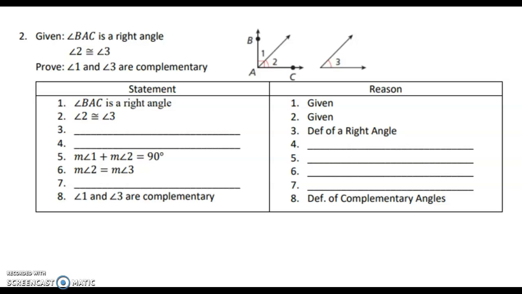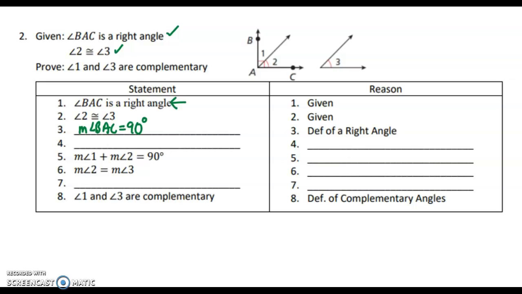So the given said angle BAC is a right angle. And then the other given said angle 2 is congruent to angle 3. So we used both givens, that's good. So now they want us to use definition of a right angle. If BAC is a right angle, then you know that the measure of angle BAC equals 90 degrees, because that's literally what it means to be a right angle. That's why we use definition of a right angle.